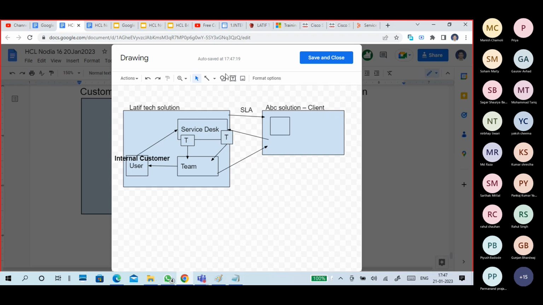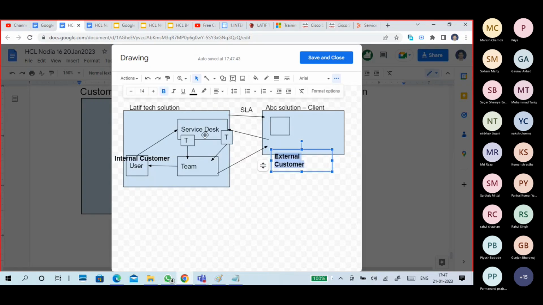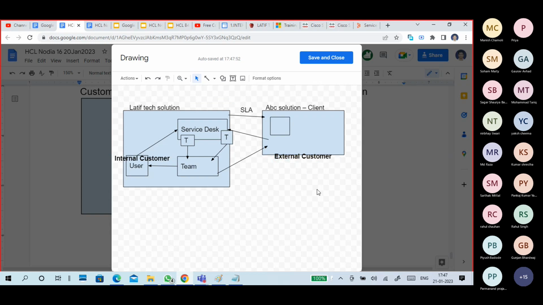Okay, guys, this type of customer we call an external customer. It's not a part of our organization. What is an internal customer? A customer who is a part of our organization. An external customer is not part of our organization, and in this scenario, it is another organization. Generally we call them clients.